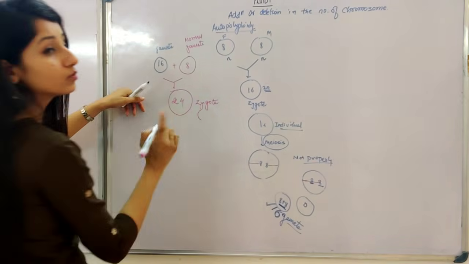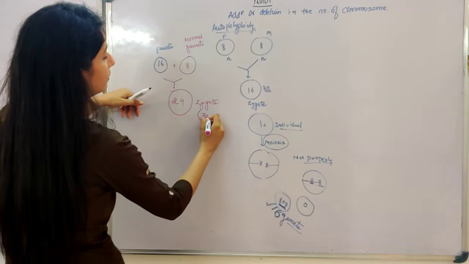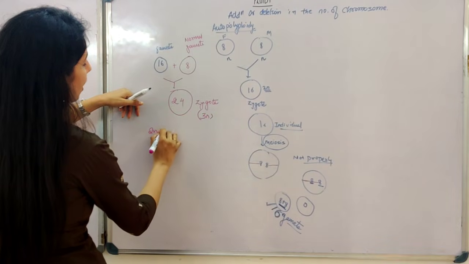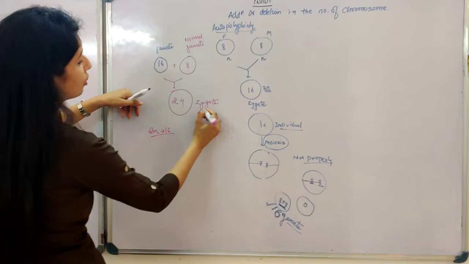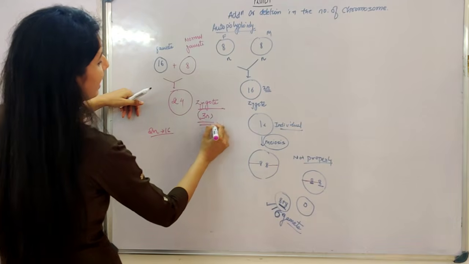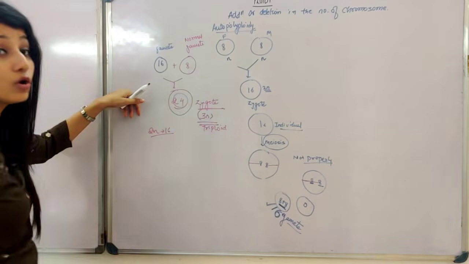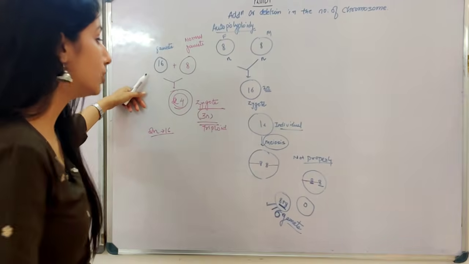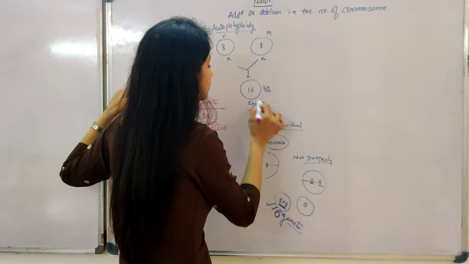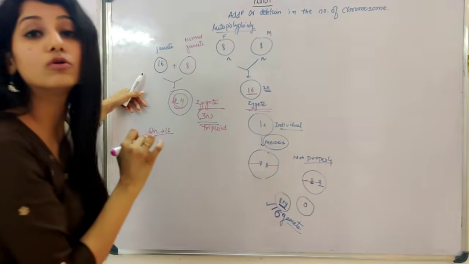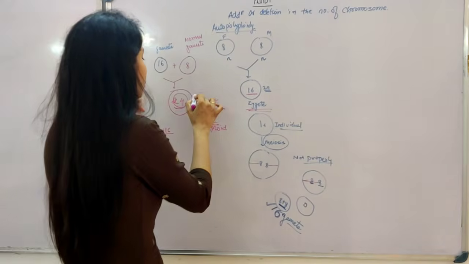So now what is it? It is 3n. Instead of being diploid with 16 chromosomes, the zygote is 3n, that is, it is a triploid and it has 24 chromosomes. But normally the zygote should contain 16 chromosomes. So how did this happen?